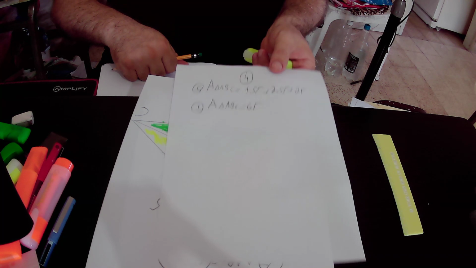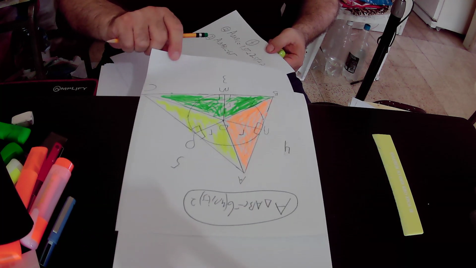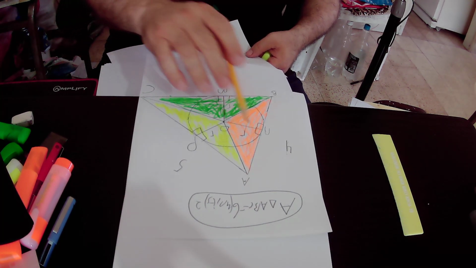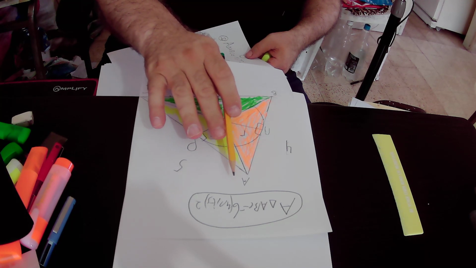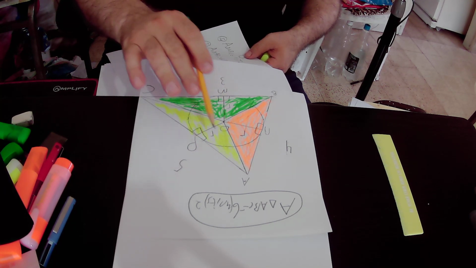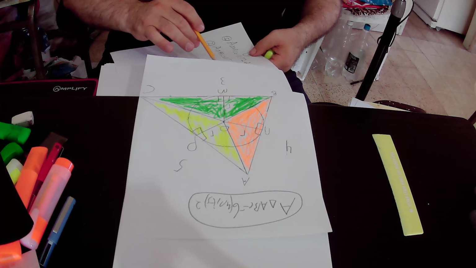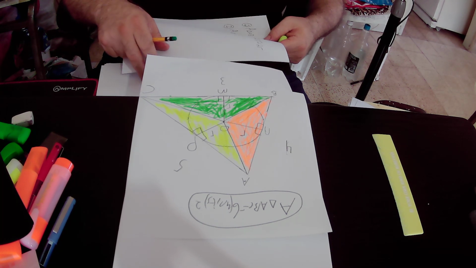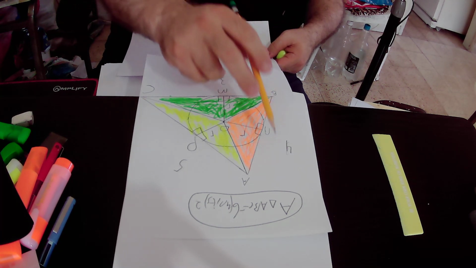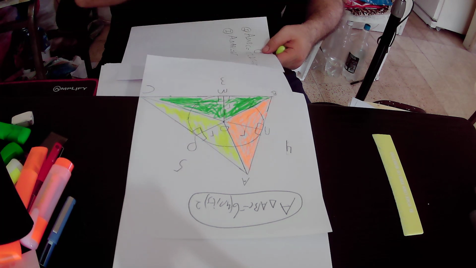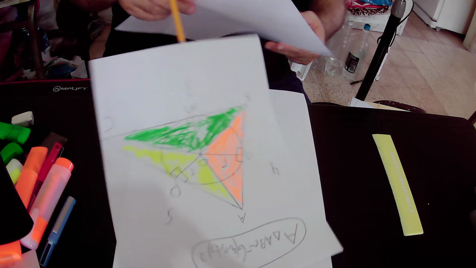But we already know that the area of triangle ABC equals 6 units squared. It is given to us in the question. So we can actually substitute the area of triangle ABC by 6. Okay?